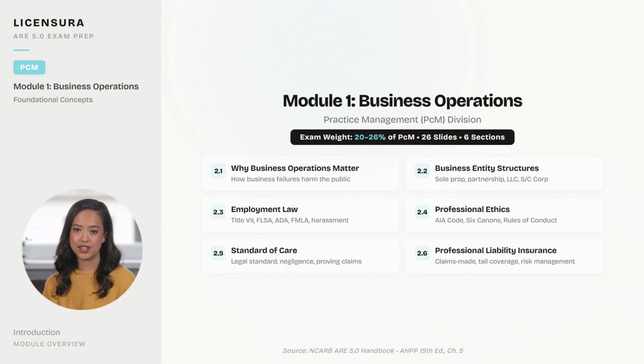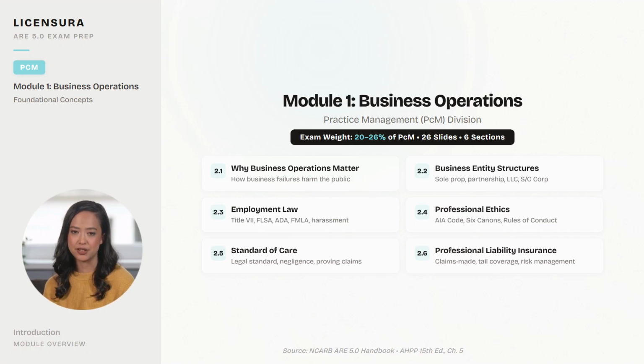Section 2.4 is professional ethics. The AIA Code of Ethics, the 6 canons, and the specific rules of conduct that could put your license at risk if you get them wrong. Section 2.5 tackles standard of care, what good enough actually means in a legal sense, how it gets proven in court, and where claims really come from. And Section 2.6 wraps up with professional liability insurance, claims made versus occurrence policies, tail coverage, deductibles, and risk management strategies that actually work.